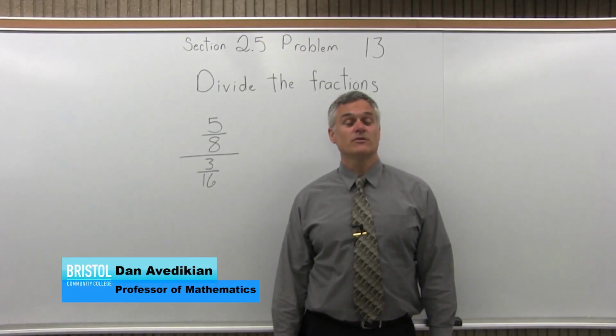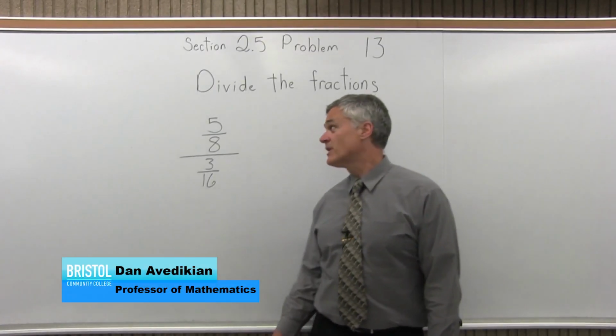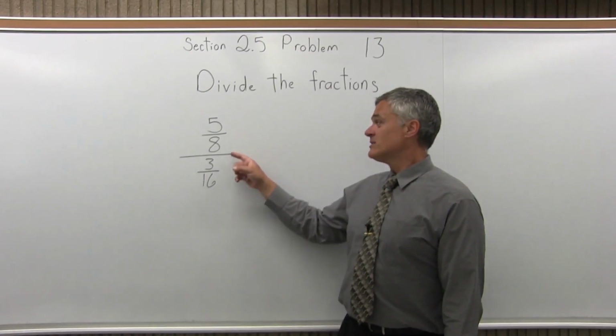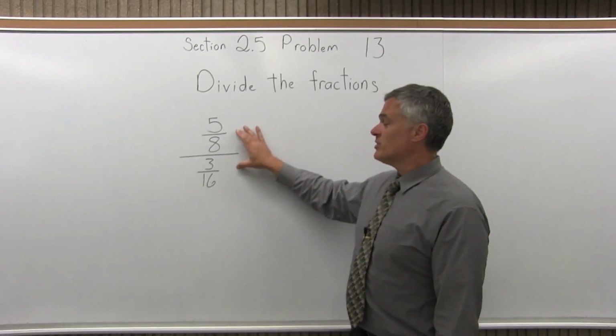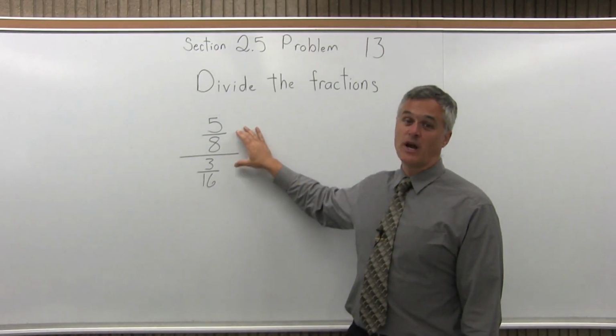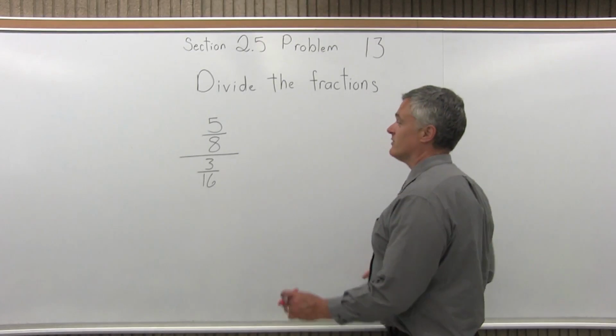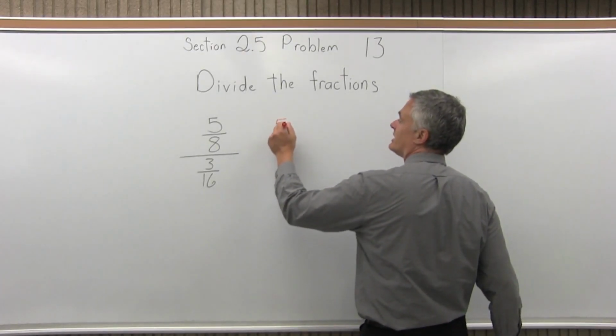This is Section 2.5, Problem 13. It says divide the fractions, and we have 5/8 over 3/16. So in the form that you see it in now, it's what you call a complex fraction. You have one fraction over another fraction. The first thing I'll do is just write it as a division problem.